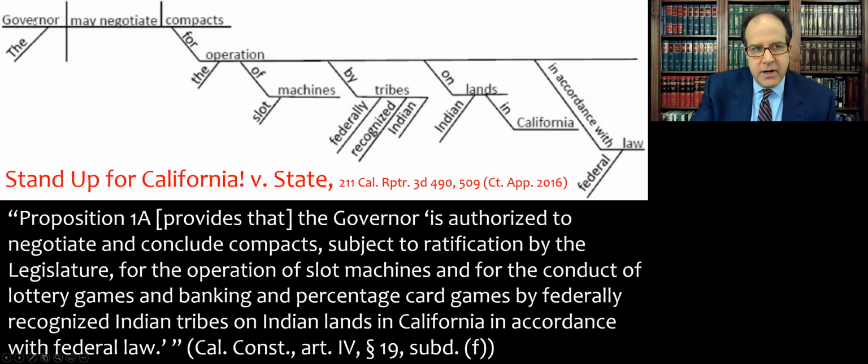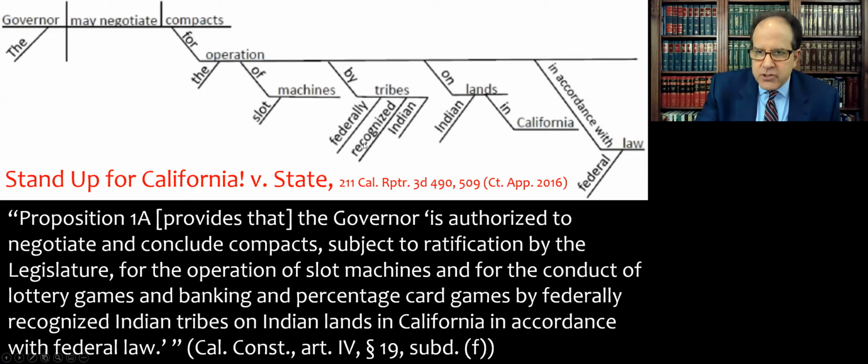And you'll notice, we have governor, that's the subject of the sentence, the modifies governor, the verb is negotiate, and the direct object is compacts. Then this whole phrase, for the operation, really modifies what kind of compacts. And operation, I don't want to get too far off track in English grammar, is something we might call a verbal noun or a gerund. It's a noun that describes an action. So it's not a verb, but it is an action noun.